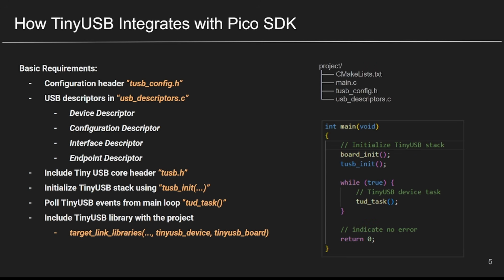As you can see on the right hand side, there is the project structure of how we will be maintaining it. There is a CMakeLists.txt where we'll include all the libraries and dependencies. There is this main.c file where our application firmware will reside, and there is this tusb_config.h and usb_descriptors.c file. Now let's build something.